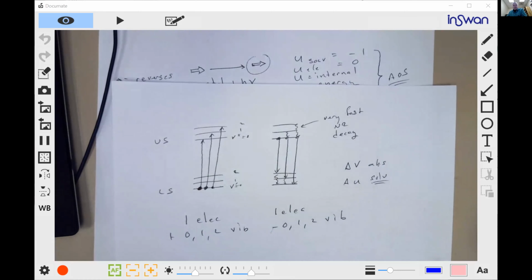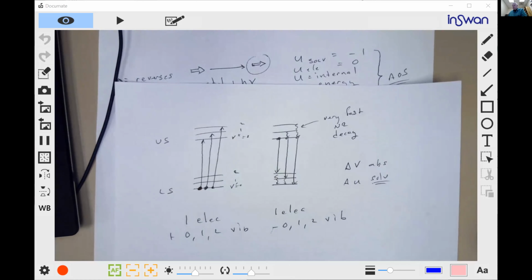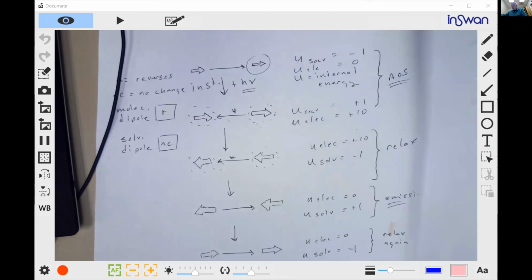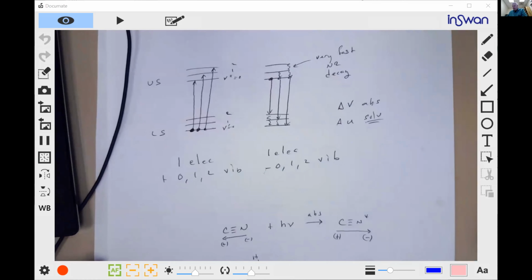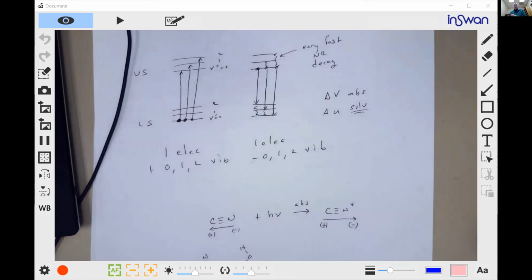Does that make sense? So this is a very big piece of the photophysics of molecules absorbing light.